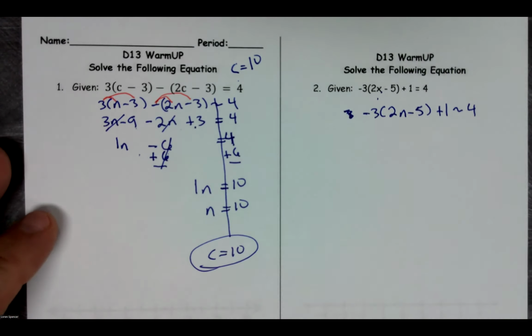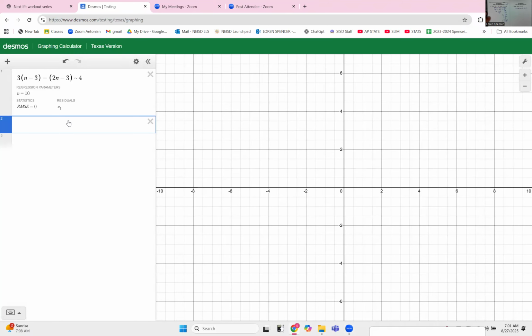All right, I'm going to switch over to Desmos real quickly, or at least try to. And here we go. Negative 3, parenthesis, 2n, minus 5, close those parentheses, plus 1, shift, got the squiggle in there 4, and we got n equals 2.